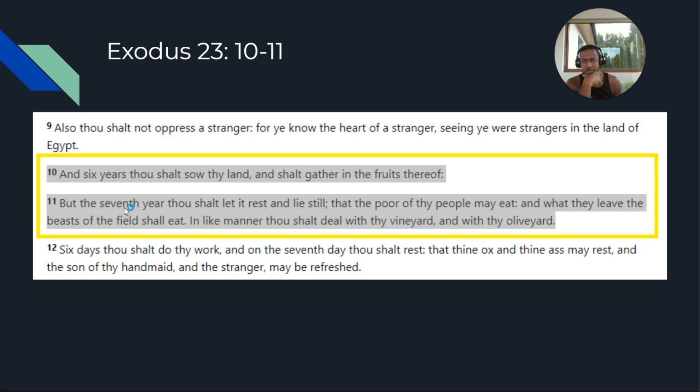If you prefer the Christian Bible, look at this from Exodus. Six years thou shalt sow the land, seventh year rest. So is the market, is the Dow Jones resting every seventh year?